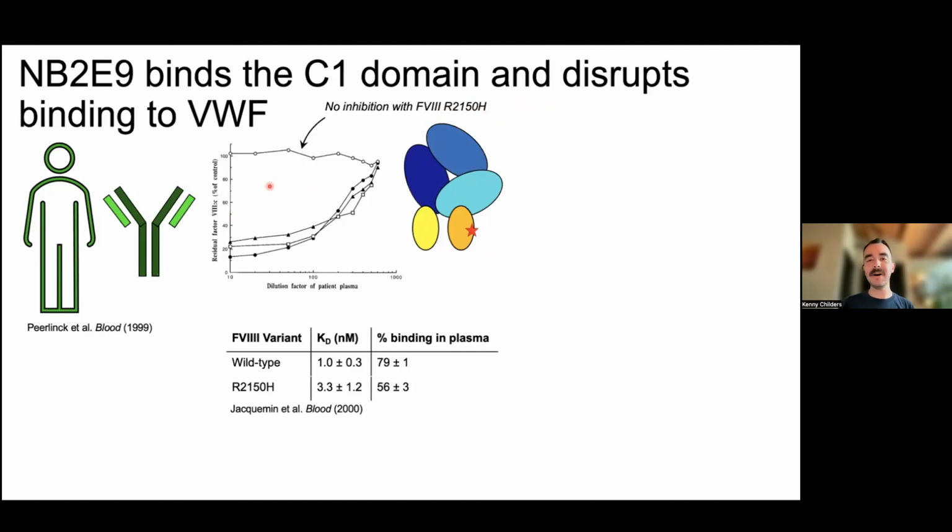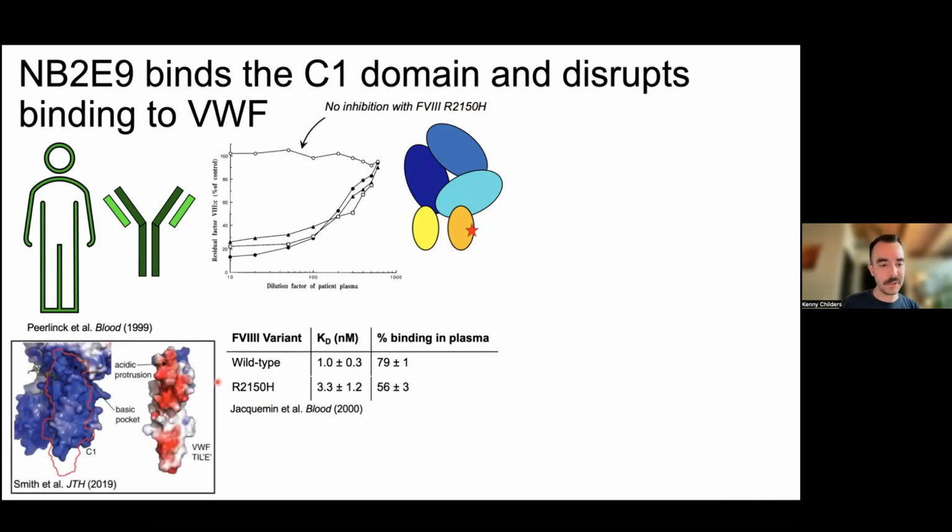And actually, this antibody doesn't disrupt that variant. It's only binding to wild-type factor VIII. If the patient is given its own missense mutated factor VIII, this antibody is not going to bind to that region. Furthermore, that variant is also going to disrupt von Willebrand factor from binding too, which we're looking at here.